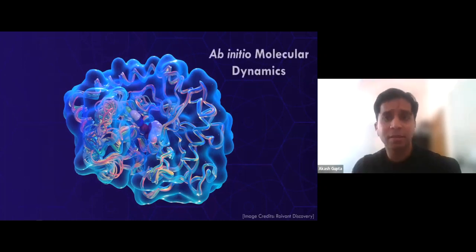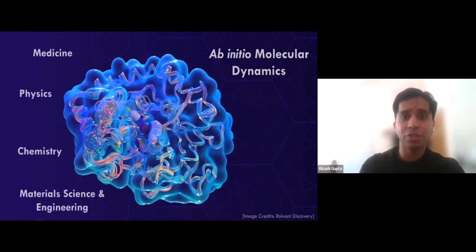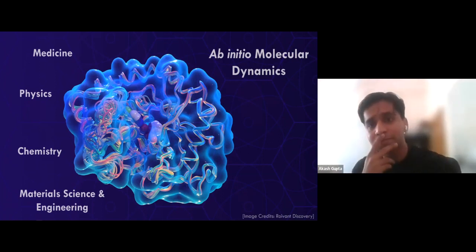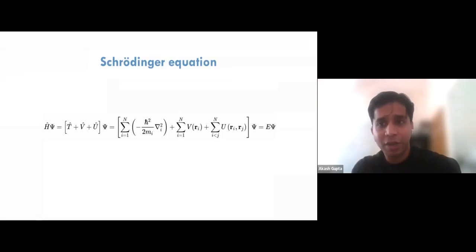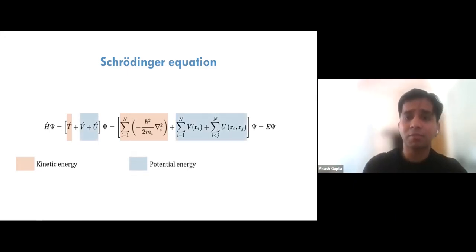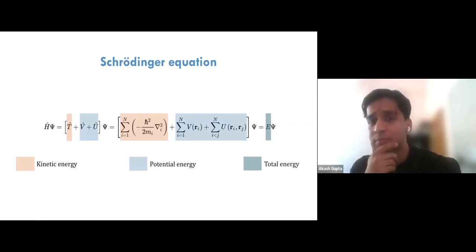Specifically, I've been using the method of ab initio molecular dynamics, something that is used across the sciences and engineering, from the discovery of new drugs to the discovery of new materials. The idea here is to solve the Schrödinger equation. This is a very involved equation, but in a nutshell, it is simply an energy equation with terms which describe the kinetic energy of the atomic system, terms that describe the potential energy of the atomic system, and some total energy of the system.